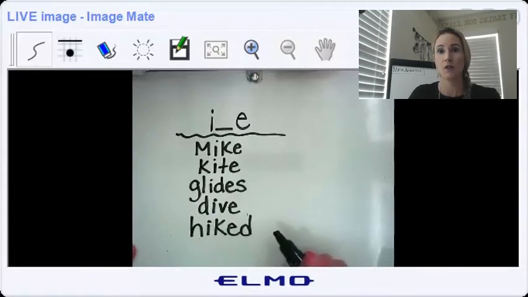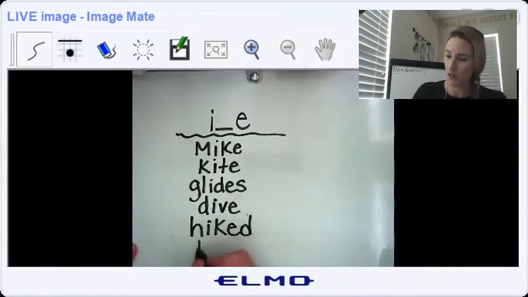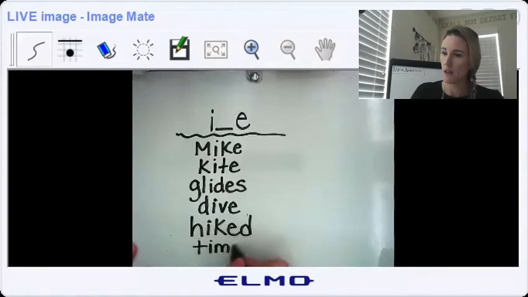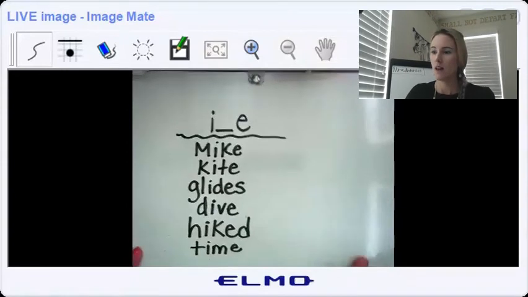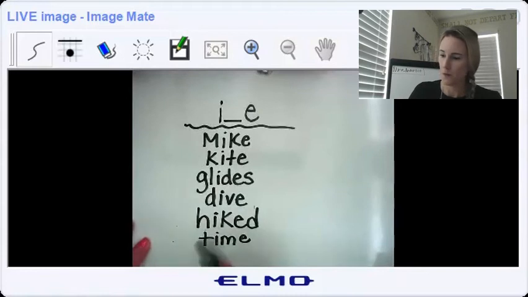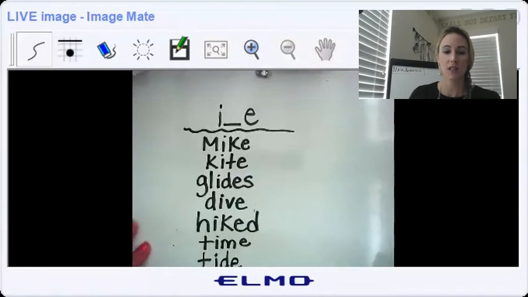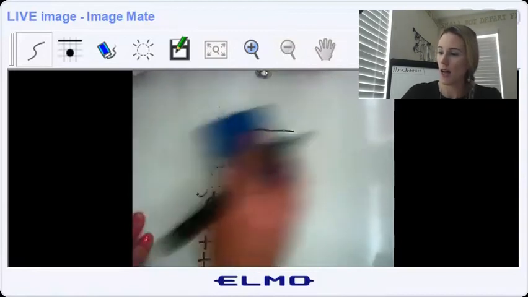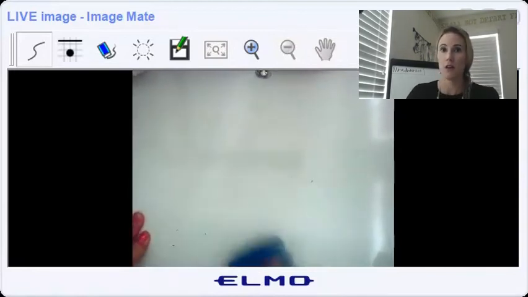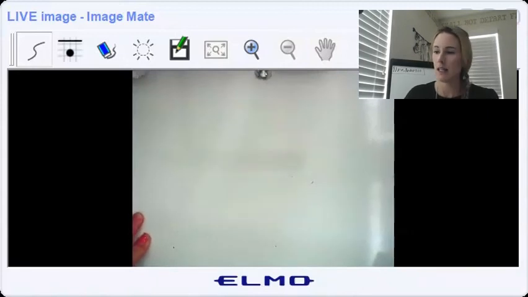Two more words that have your long I sound. We did this one in the beginning. Time. And then one more, tide. So if you have the ocean, the tide is as the water is coming in. If it's high tide or low tide when it is going out. Okay, so those are some of your words that have the long I with our long vowel pattern, the I, the consonant, and the silent E.